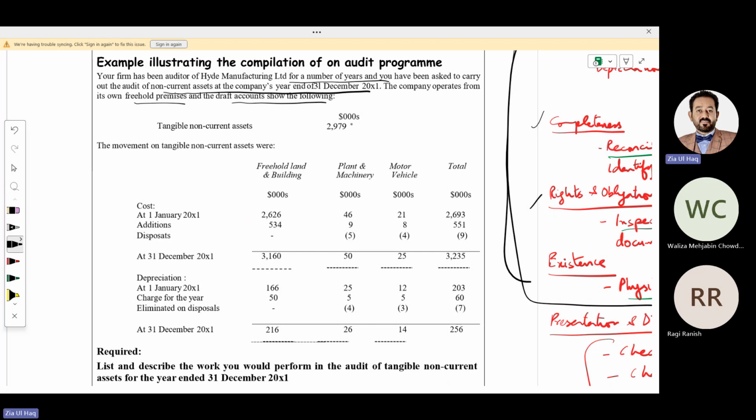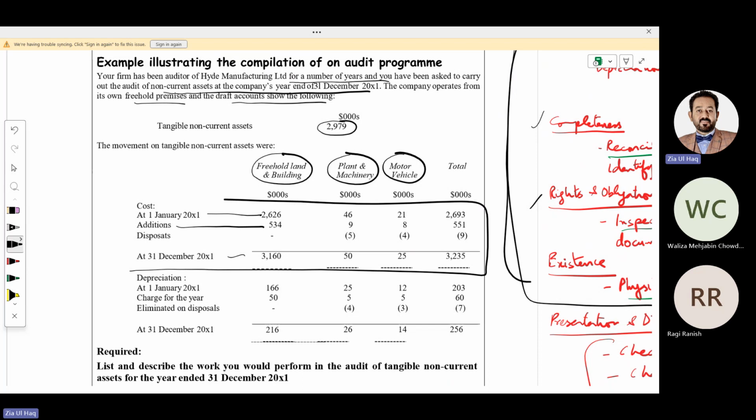The company's non-current asset balance in the balance sheet is showing 2979. In the detail given below, there are 3 types of asset: land and building, plant and machinery, motor vehicle. The cost account detail has opening balances for all 3 and total, additions during the year and total, and disposal is only of plant and machinery and motor vehicle. There is no disposal of land and building. And the closing balance of cost account. So this is the cost account detail.